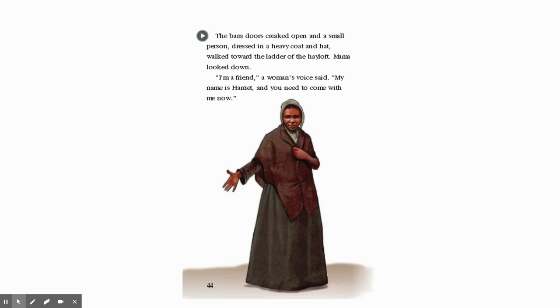The barn doors creaked open, and a small person dressed in a heavy coat and hat walked towards the ladder of the hayloft. Mama looked down. I'm a friend, a woman's voice said. My name is Harriet, and you need to come with me now.